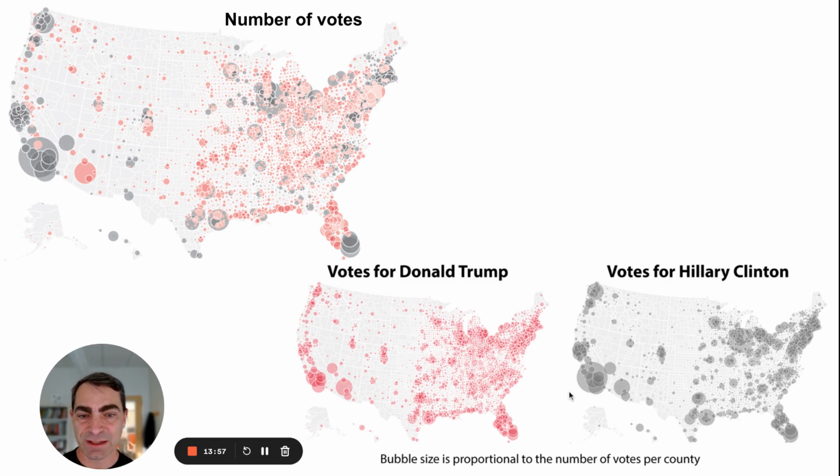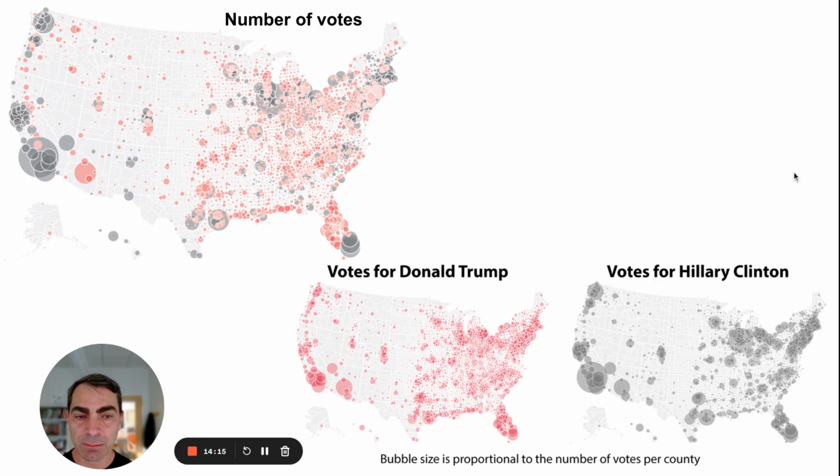And if you look at these two maps on the bottom right, now you have the votes for Trump and the votes for Clinton, and it looks even more balanced, except that you can identify areas where the two candidates were more popular, right?